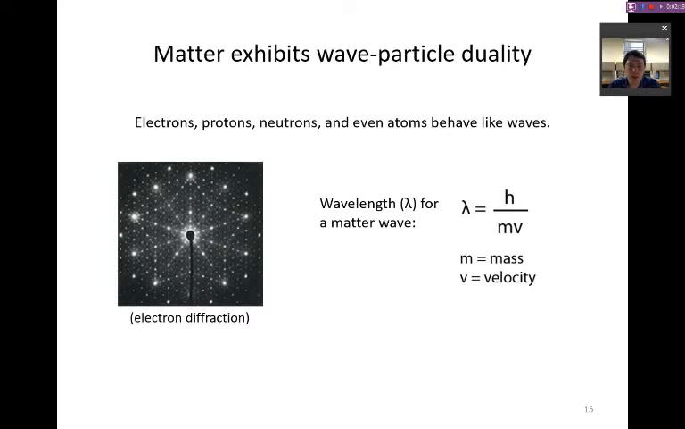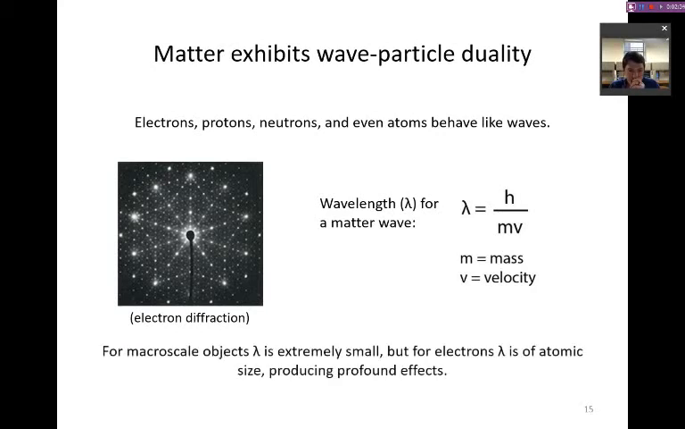Louis de Broglie talked about this, and he described how all matter would have a wavelength because all matter has wave-like characteristics, and that you can relate that wavelength to the mass and the velocity of that object. But for macroscale objects, for human beings, for baseballs, etc., the wavelength that they would have is very, very small. So Planck's constant is 6.63 times 10 to the minus 34 joule seconds.